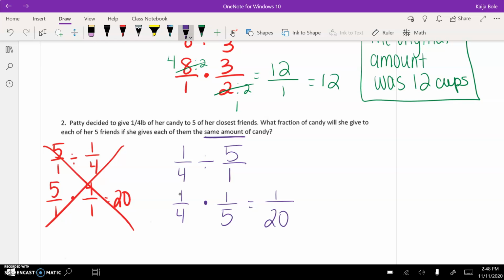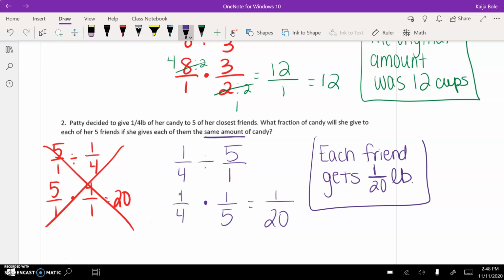So the answer would be that each friend gets 1/20 of a pound. Okay, that's what lb is.